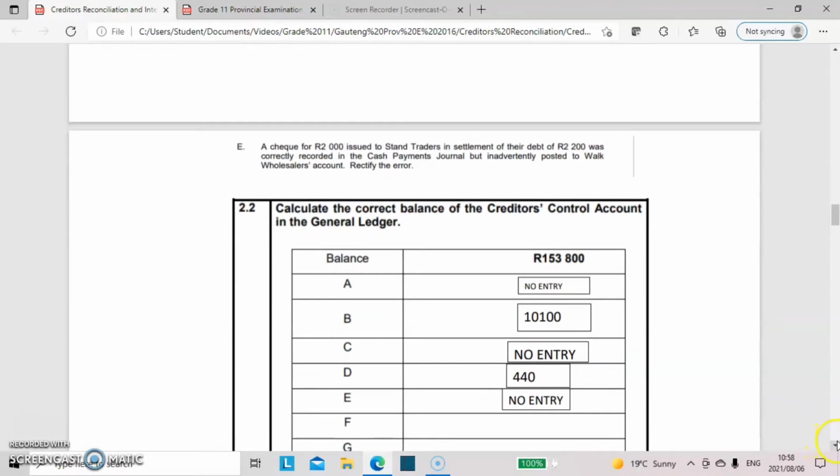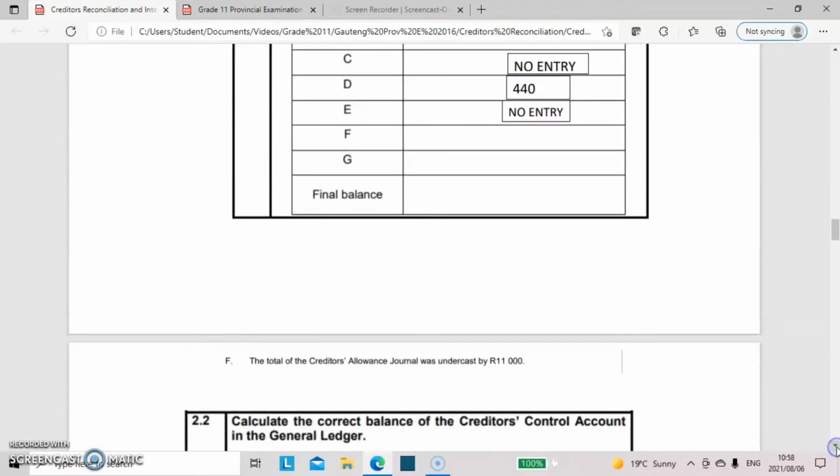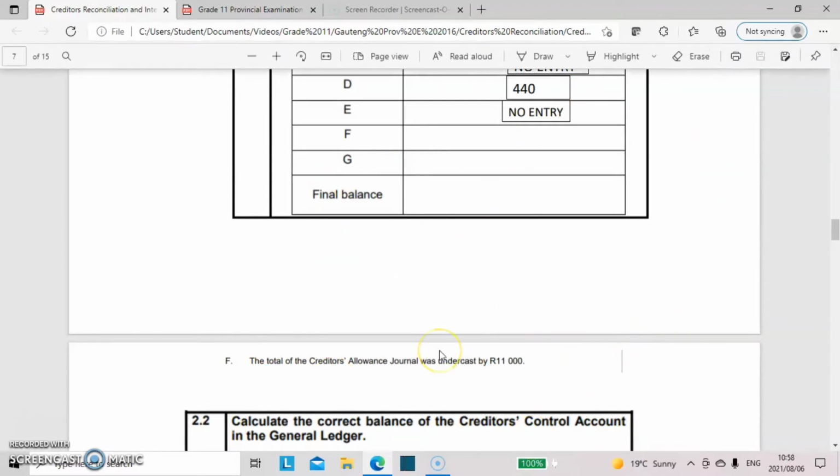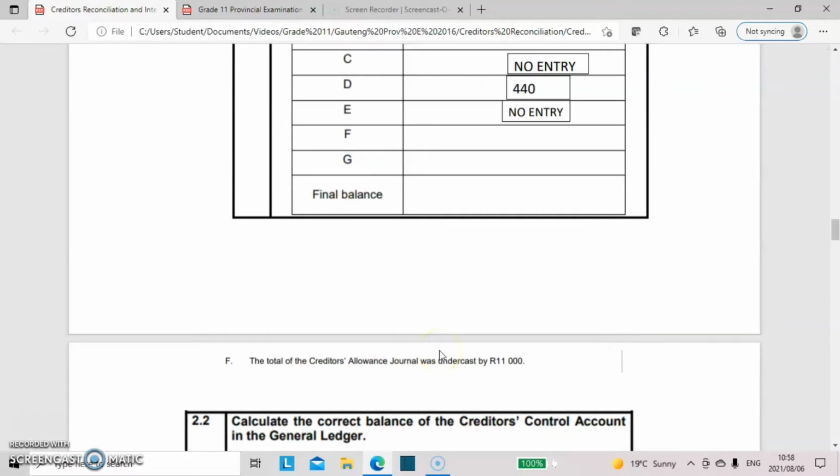Okay, perfect. Let's go to number 8. The total of the creditors allowance journal was undercast by 11,000. Our creditors allowance journal was just understated. We need to increase it. And if you increase your creditors allowances, you make your creditors control less, because now you owe less money to your creditors because you did returns and got a lot of discounts and stuff like that.